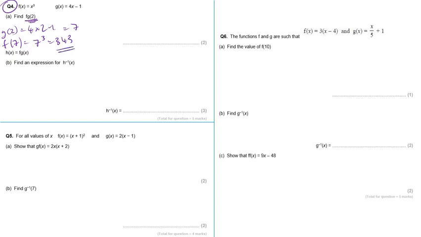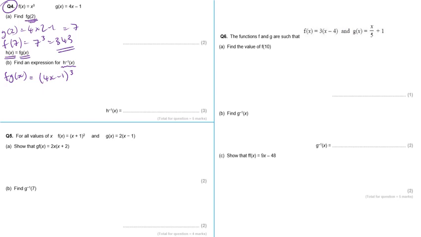Now, we're told for the second part that h of x is equal to f of g of x. And we need to find an expression for the inverse function of h. So first of all, we're going to find out f of g of x. Now, we could expand the brackets here, but it's going to get a bit messy. We'll keep it like this and see if we can get to the answer this way.